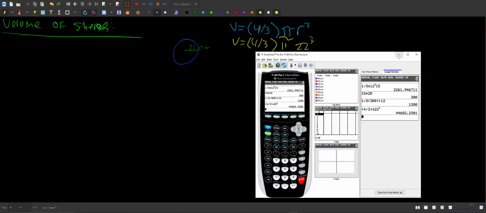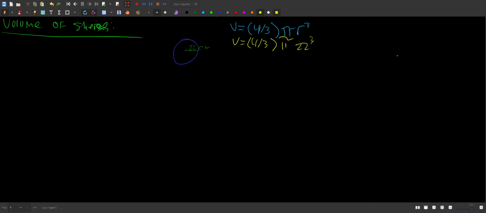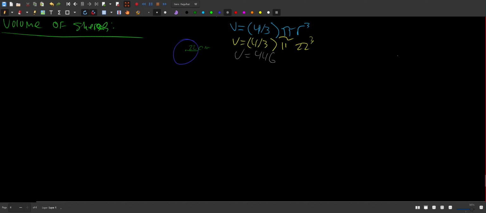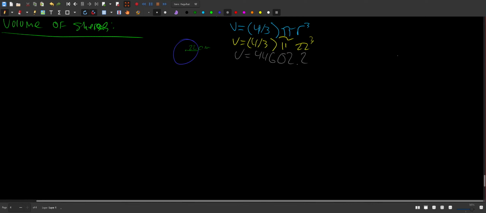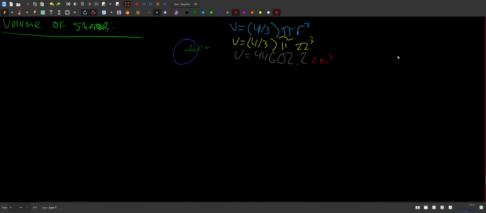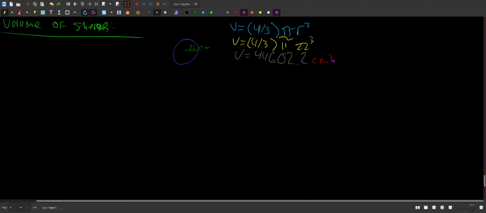44,602.2. Volume equals 44,602.2. And then that's going to be in centimeters cubed. Again, we want to make sure this is cubed. Very important for volume.